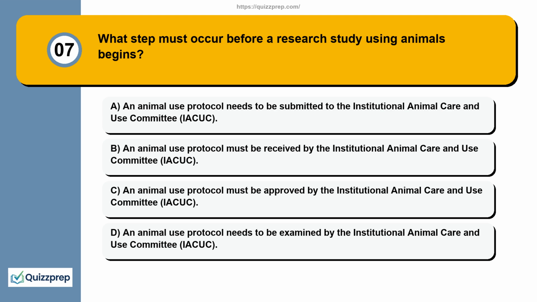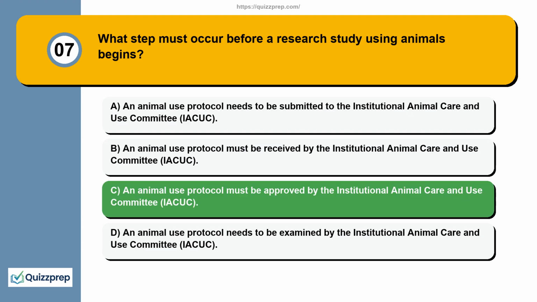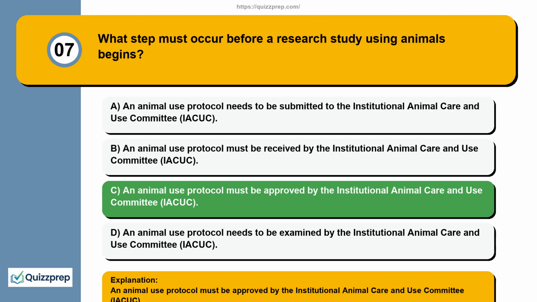Question 7. What step must occur before a research study using animals begins? Option A. An animal use protocol needs to be submitted to the Institutional Animal Care and Use Committee, IACUC. Option B. An animal use protocol must be received by the IACUC. Option C. An animal use protocol must be approved by the IACUC. Option D. An animal use protocol needs to be examined by the IACUC. The correct answer is option C. An animal use protocol must be approved by the Institutional Animal Care and Use Committee, IACUC.